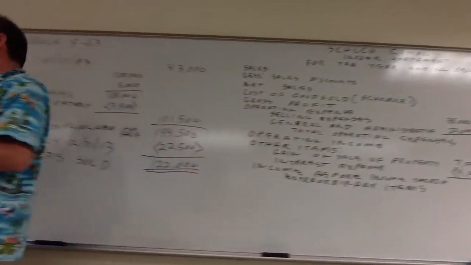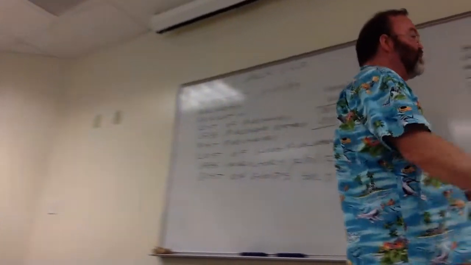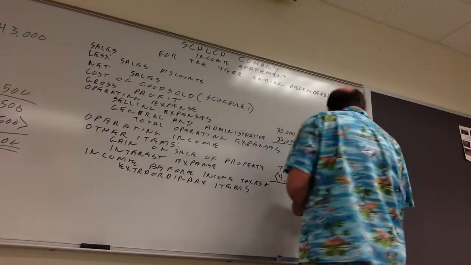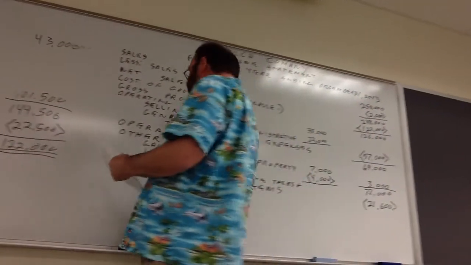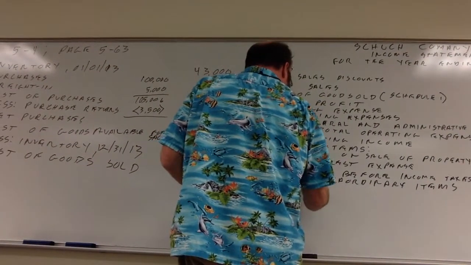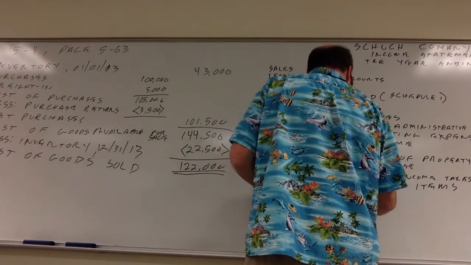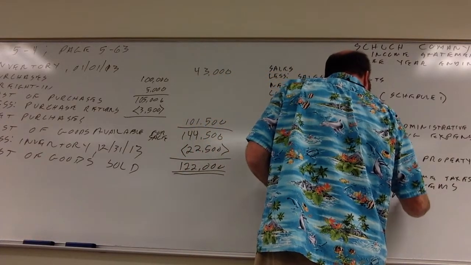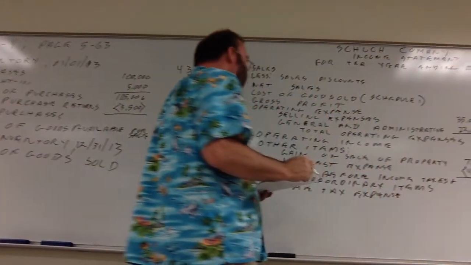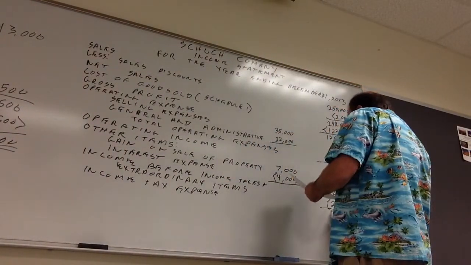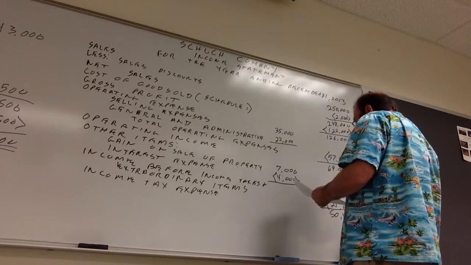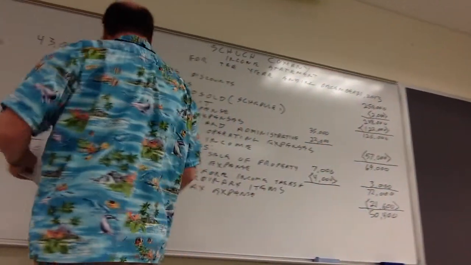From that, we're going to now calculate income taxes. They give us that, a 30% tax rate. So multiply the 72,000 times 30%, and we get 21,600 as income tax expense. Subtract that from our income before taxes and extraordinary items, and we get 50,400 as income before extraordinary items.